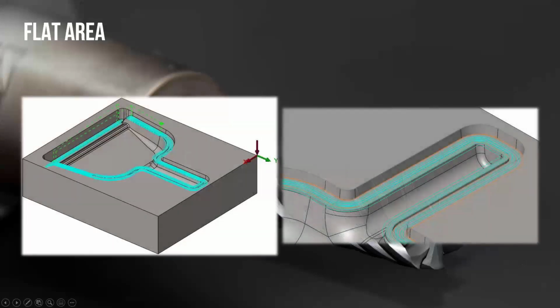Speaking of flat area, as the name implies, a flat area operation is used to machine the flat areas of a part. It uses a roughing pattern to remove material on the Z levels of flat faces between the top and bottom of the surface. One thing that's important to know is that this finishing operation only generates toolpaths on completely flat areas.